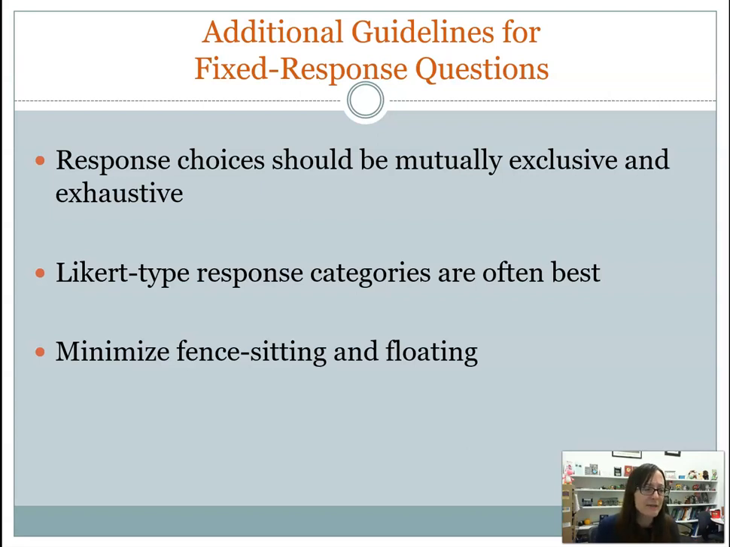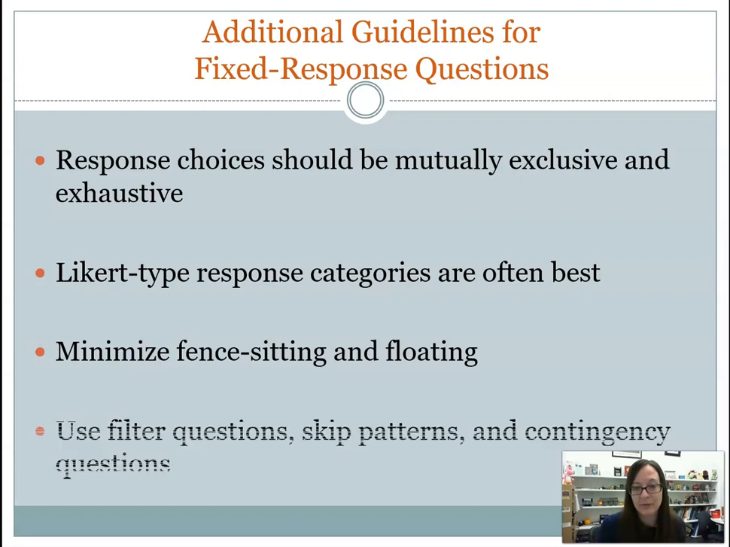And then you also want to minimize floating. Floating is where somebody chooses a substantive answer even when they don't know very much about something. They float back and forth because they actually have no idea what you're asking them. So sometimes it requires giving a little explanation about what you're going to be asking about, or providing a response like NA or I don't know. Those responses make it so that they don't feel like they have to respond to something they honestly have no idea about. And it's also sometimes good to use filter questions, skip patterns, and contingency questions.